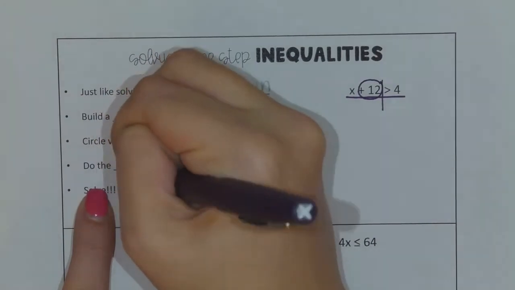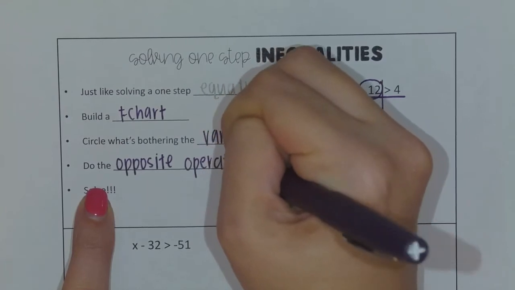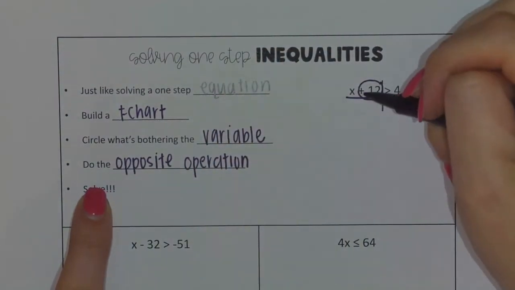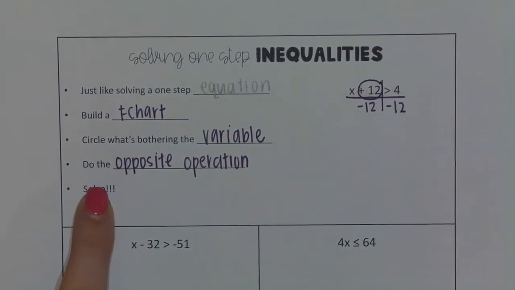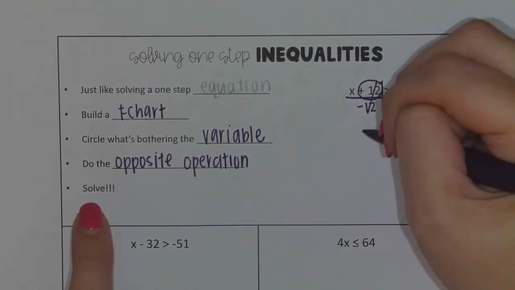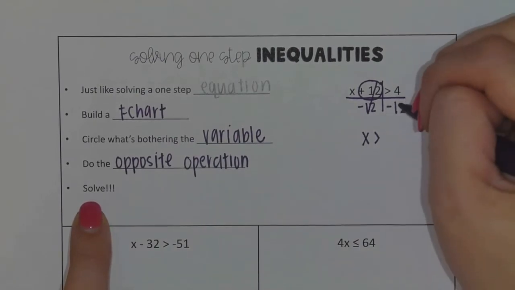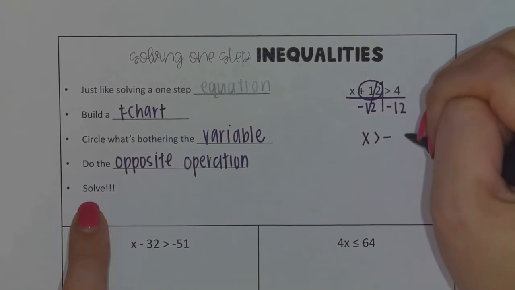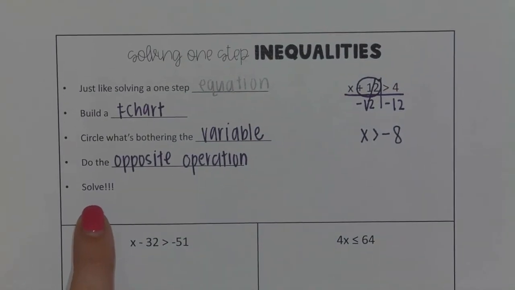So now I want to do the opposite operation. Remember, keep the number the same, just the opposite operation. So the opposite of adding 12 would be subtracting 12. What I do to one side, I have to do to the other side. And then solve. So my plus 12 and minus 12 cancel each other out, so what remains is x. My sign is greater than, and this is 4 minus 12. So they're different signs. I'm going to subtract and keep the sign with the most. My sign with the most is a negative sign, and 12 minus 4 would be 8. So x has to be greater than negative 8.